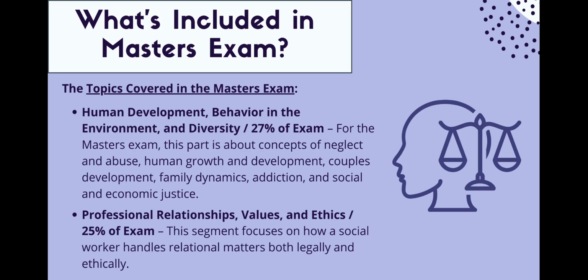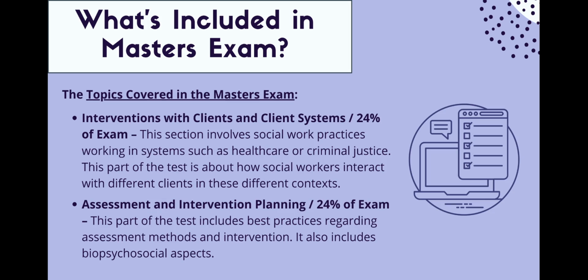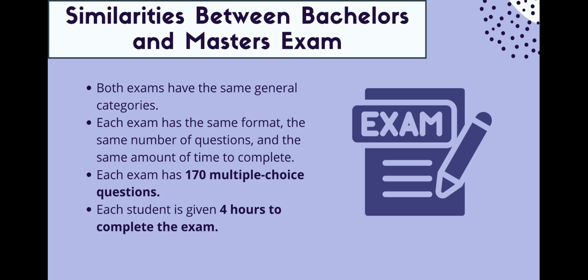So again, those four sections in the master's exam: human development, behavior in the environment, and diversity, making up 27%. Professional relationships, values, and ethics, making up 25%. Interventions with clients and client systems, making up 24%. And then finally, assessment and intervention planning, making up the remaining 24% of the master's exam.